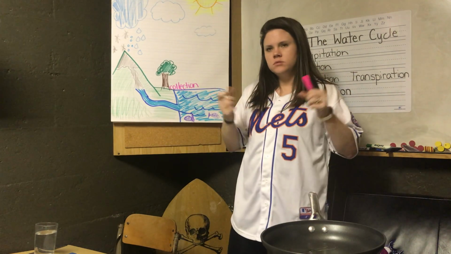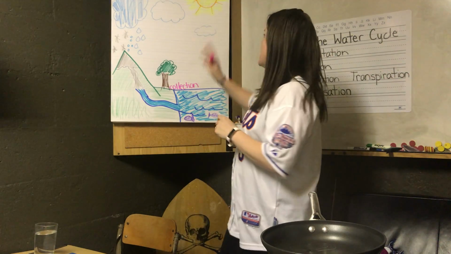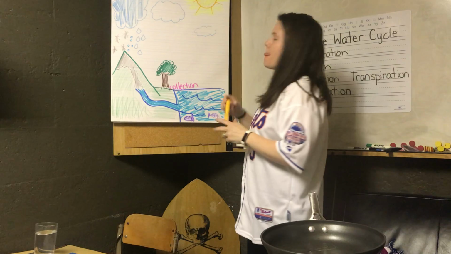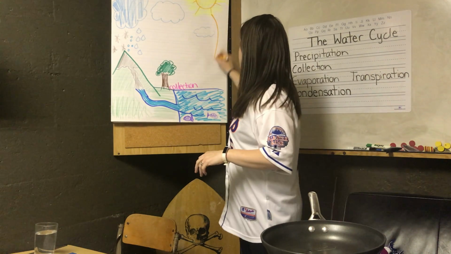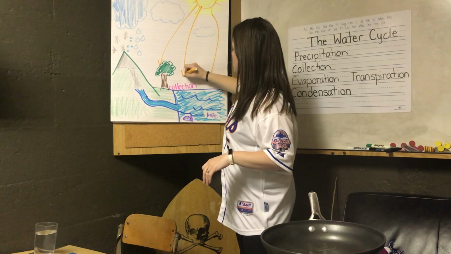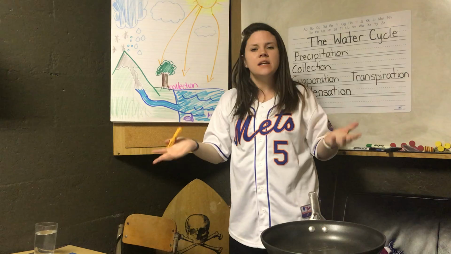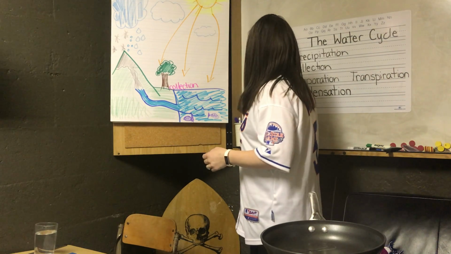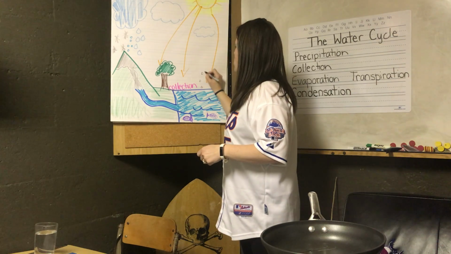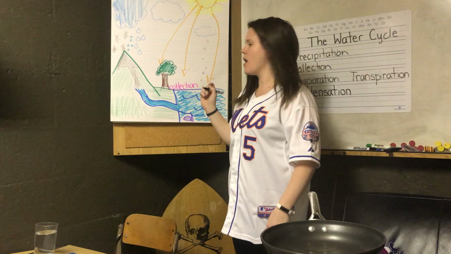Well, what does the water do from there? Mr. Sun plays a very, very important role, because what happens is he heats up that water when it's collected. He heats it up all over the place. And do you know what happens when he heats it up? The water leaves. It goes up. It rises. It leaves the lakes and the oceans and the rivers. And it rises up into the sky.